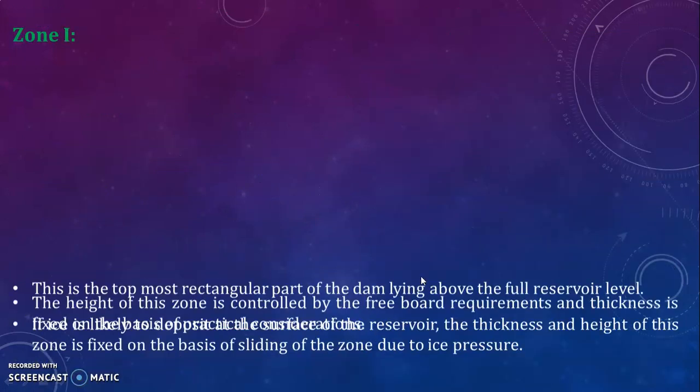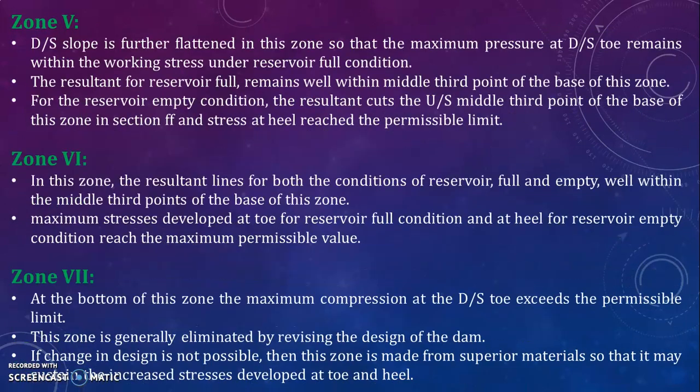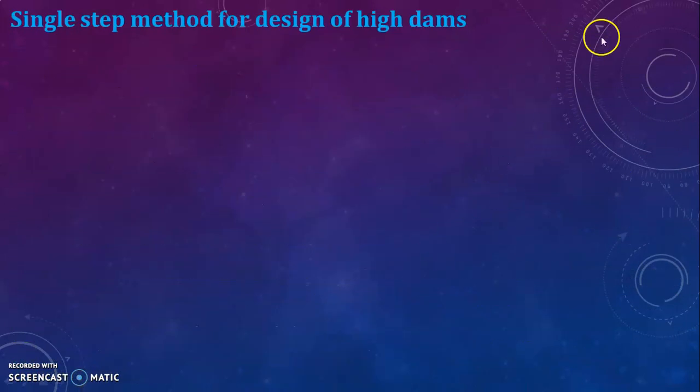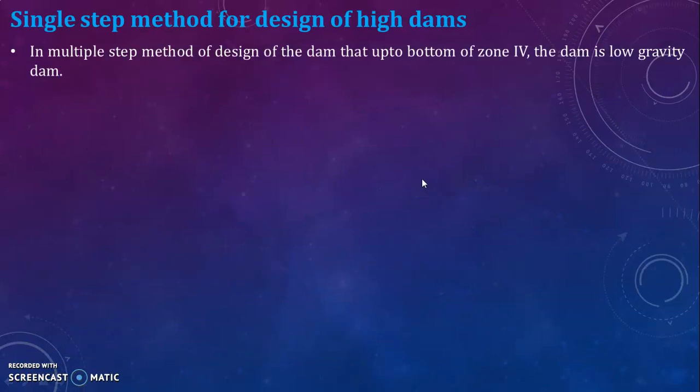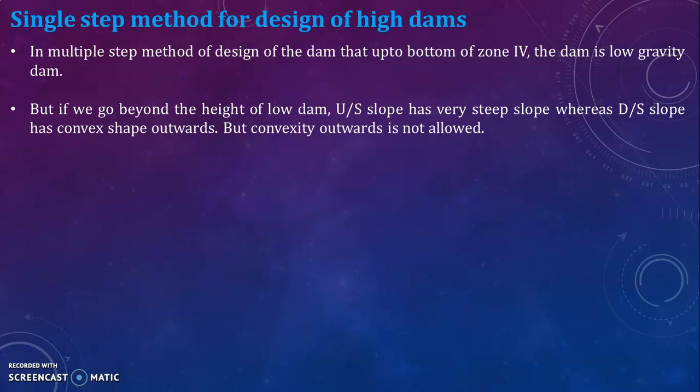Next, let us discuss the next method, the single step method for design of high dams. In the multiple step method of design of the dam, up to the bottom of zone 4, the dam is a low gravity dam. But if we go beyond the height of the low dam, the upstream slope has a very steep slope, whereas the downstream slope has a convex shape outwards, but convexity outwards is not allowed.